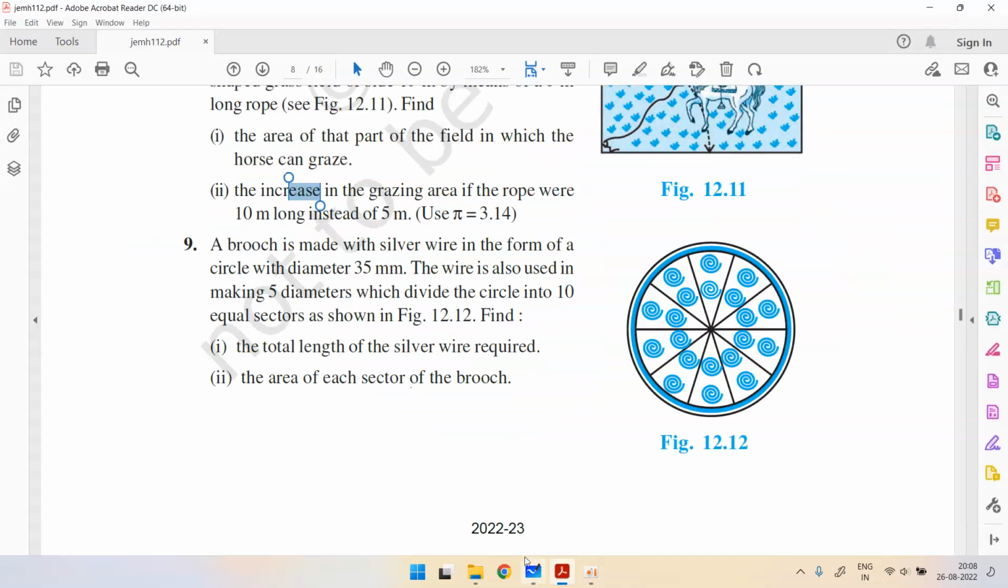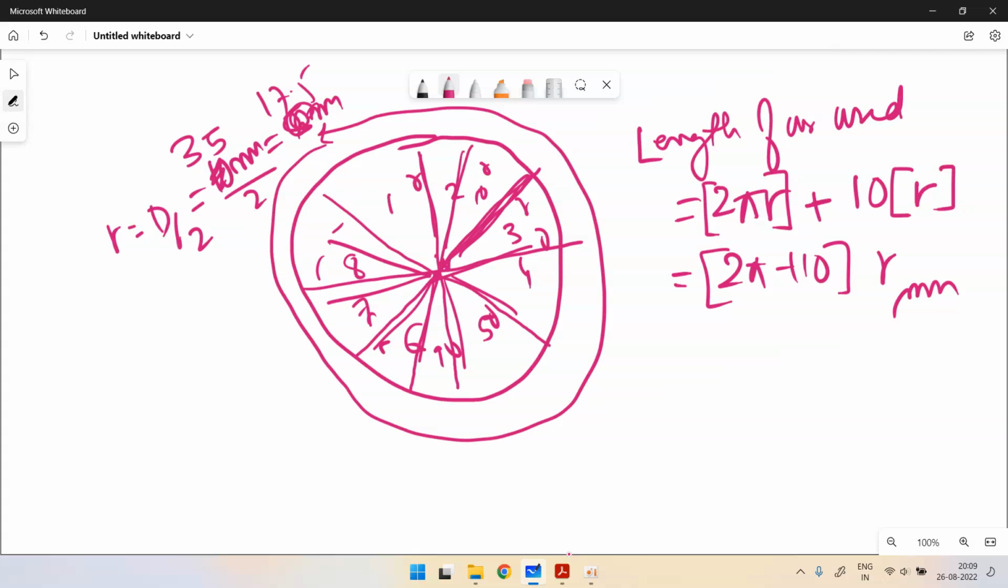Second, the area of each sector of the brooch. So for the area of each sector, this is theta. It is equally divided into 10 parts. So theta will be the whole complete circle divided by 10, because it is divided into 10 equal parts, which implies this is 36 degree.